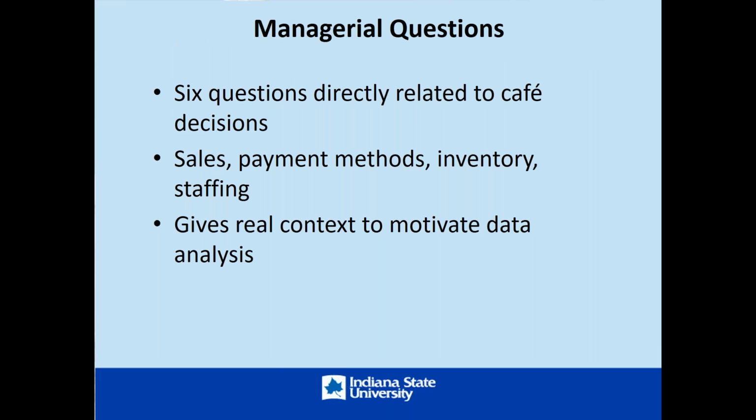Right, so as David mentioned, the cafe managers had several concerns or issues, and that presented an interesting scenario for a data-driven decision-making lesson. There are 6 questions directly related to cafe decisions, and they involve the sales, the payment methods, inventory, and staffing. And this scenario gives real context to motivate data analysis. So the students are familiar with a cafe.